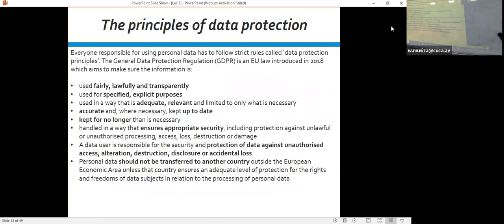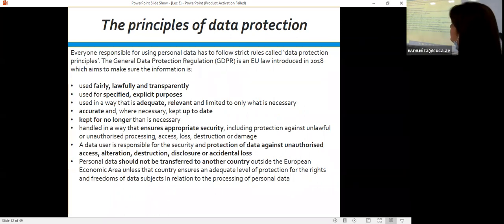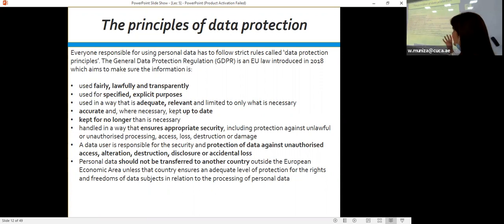Okay, now students, let's read the slide. Everyone responsible for using personal data has to follow strict rules called data protection principles. The General Data Protection Regulation, shortly known as GDPR, is a European Union law introduced in 2018, which aims to make sure the information is used fairly, lawfully, and transparently.